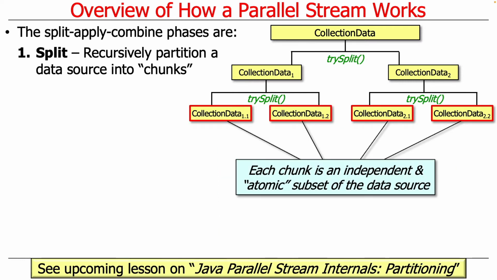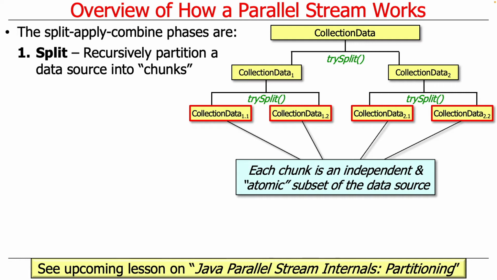So the idea here is, once we've split things up to the end of what they're split into, we want to end up with a bunch of independent chunks that are essentially atomic. You can't subdivide them any further. And of course, they're subsets of the original data source. So you can see up here we have our original data, which might be a collection. We split it in half, we split those things in half, and we keep going until we get things down to their atomic element size.